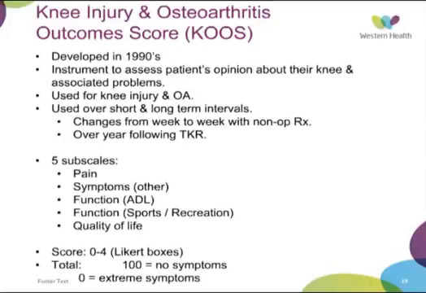There's 5 subscales relating to pain, any other symptoms that they may have, function related to activities of daily living, and also function related to sports or recreation, and the general quality of life. A score of 100 is the highest you can get, where the patient has no symptoms, and 0 is when they have extreme symptoms.